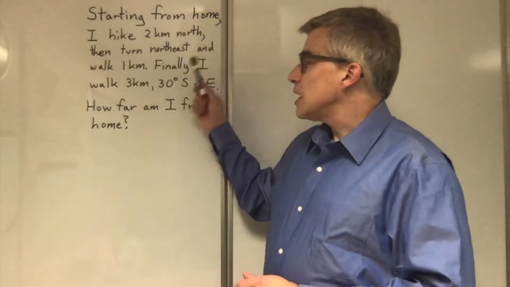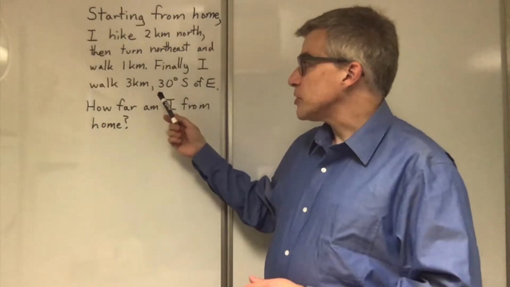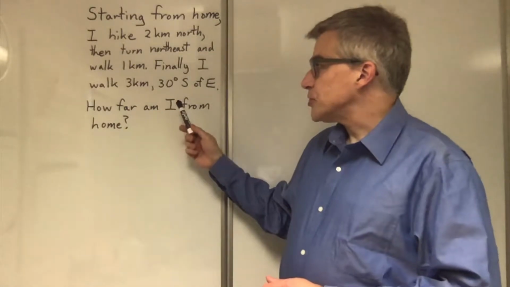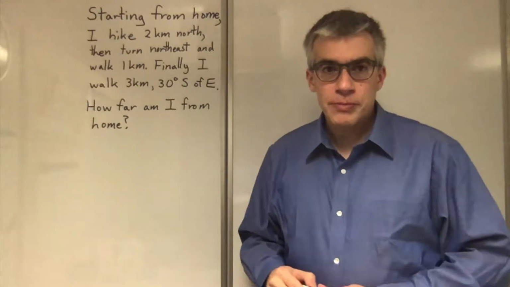Starting from home, I hike 2 kilometers north, then turn northeast and walk 1 kilometer. Finally, I walk 3 kilometers, 30 degrees south of east. How far am I from home?